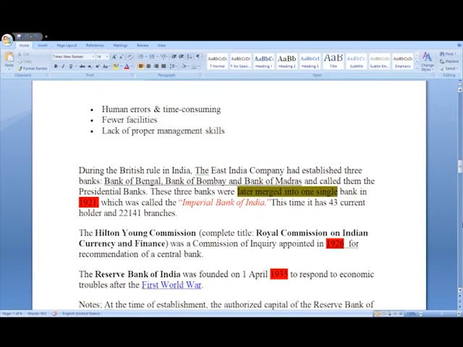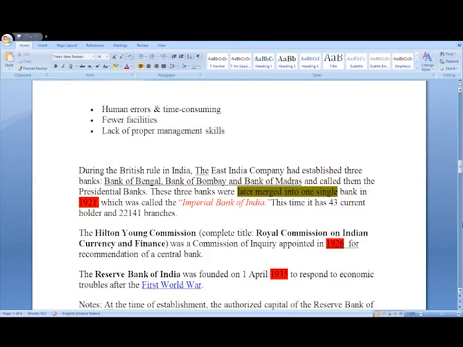During British rule in India, the East India Company had established three banks, the Bank of Bengal, Bank of Bombay and Bank of Madras, and called them the Presidency Banks. These three banks were later merged into one single bank in 1921, which was called the Imperial Bank of India. At this time it had 43 current holders and 22,141 branches.